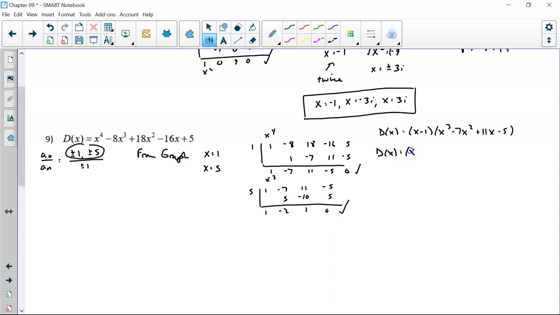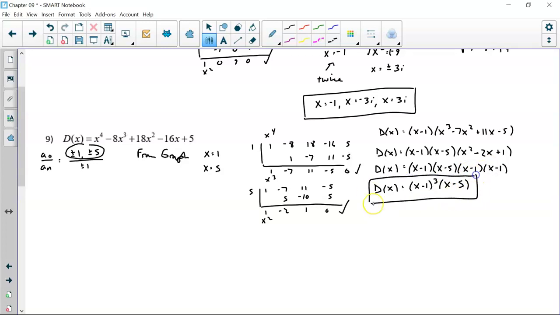So we have our factors. We have x minus 1. When x equals 5, that's going to be x minus 5. And then x squared minus 2x plus 1. And we can keep factoring it. d of x equals x minus 1, and now we have our factors of this. It's x minus 1 times x minus 1. Now if we rewrite this, d of x equals x minus 1 cubed times x minus 5. That's fully factored.